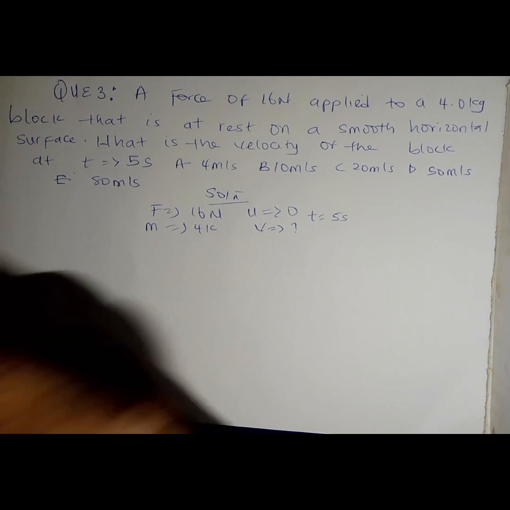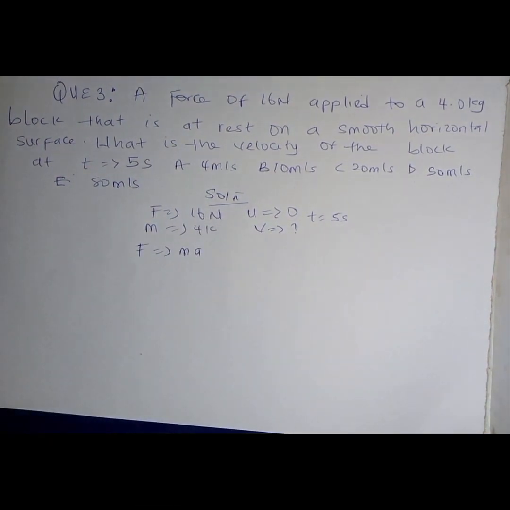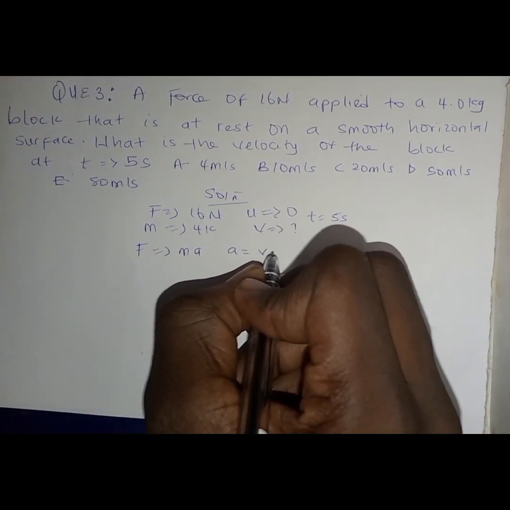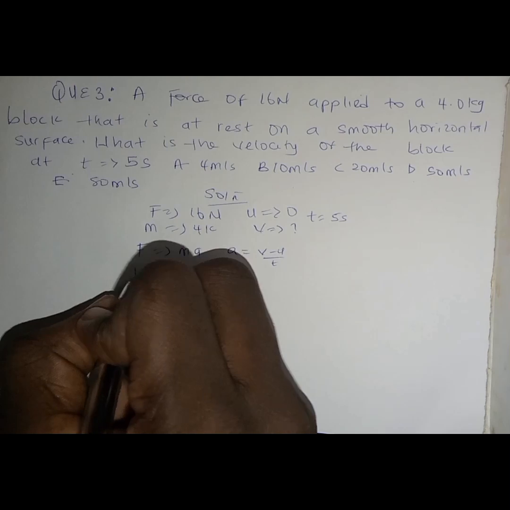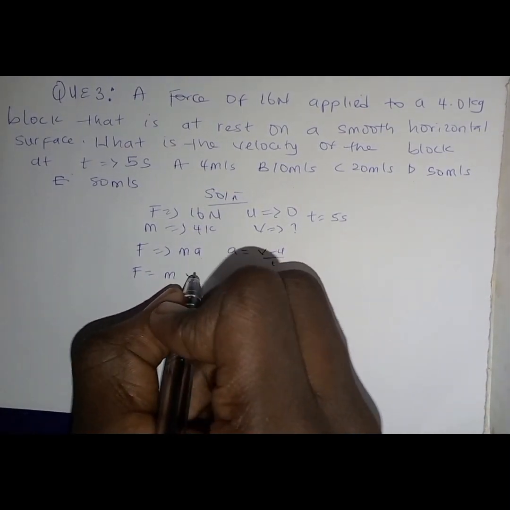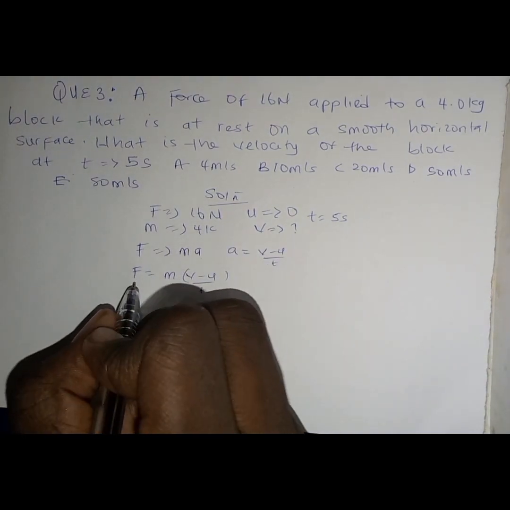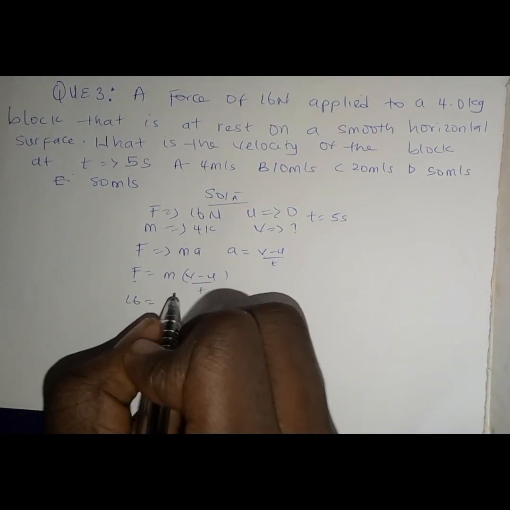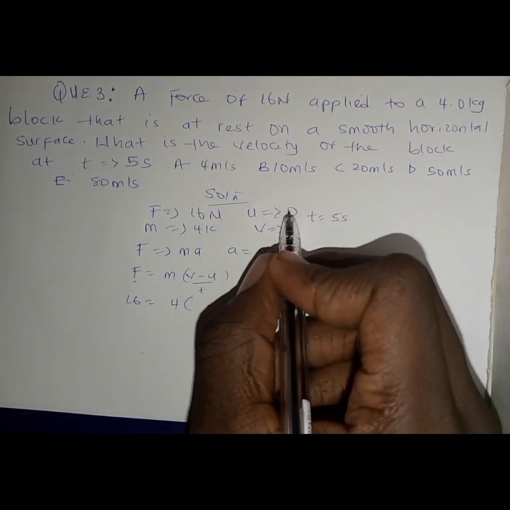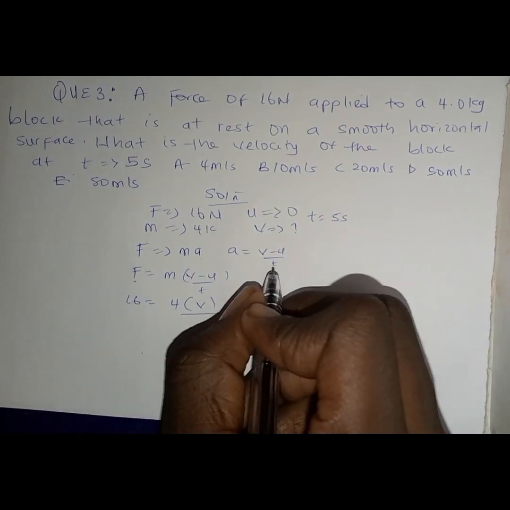So now working with these parameters, we know our F equals ma. And recall your a is v minus u over t. So we can say F equals m. Anywhere you see a, put this value, it becomes v minus u over t. Therefore, we can use this to solve. My F is 16. My m is 4. And then v minus 0, because u is 0, then I'll be left with only v here over t.